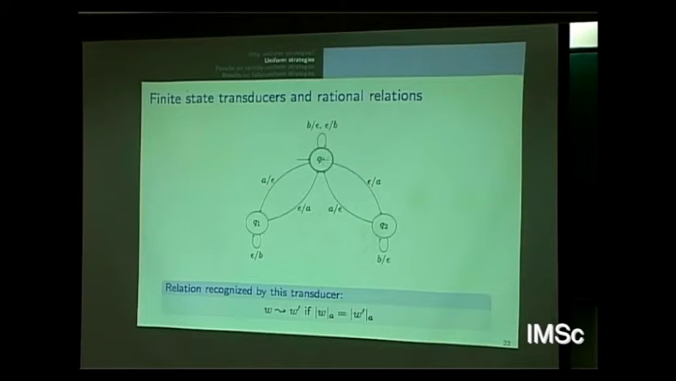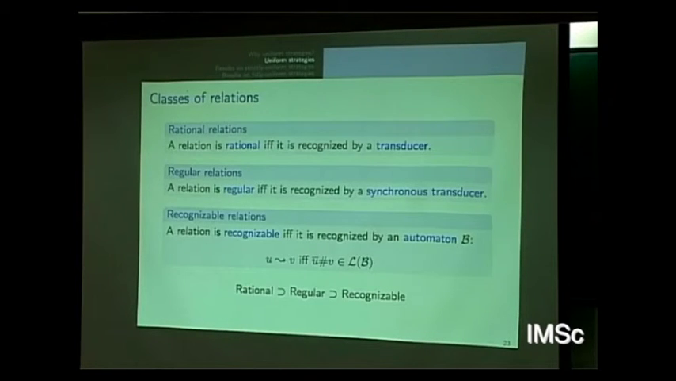So for example, this transducer recognizes the relation that accepts two words if they have the same number of A's. So what does it do? It reads all the B's it can. When it reads an A on the first tape, it goes here, and it reads the second tape until it finds an A also, and then it comes back here. Same if it finds an A on the second tape, it waits until it finds one on the first tape, etc. So it can recognize many kinds of relations.